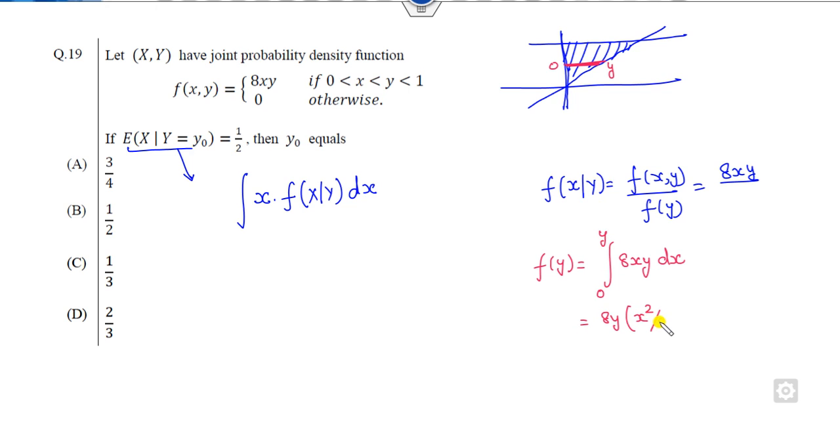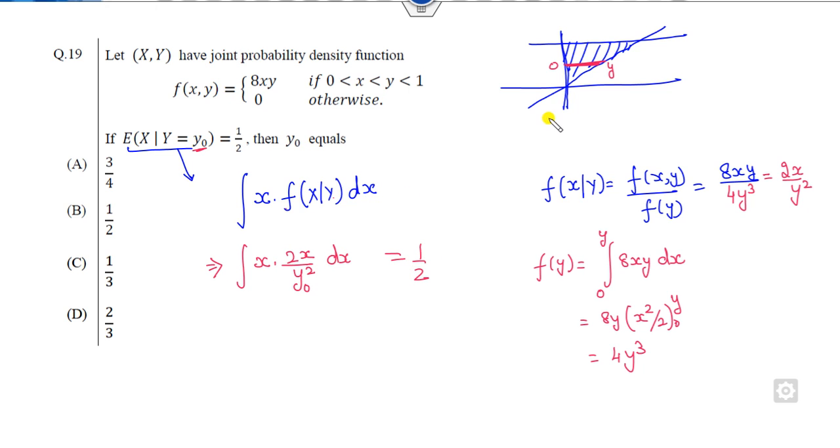It is x square over 2 from 0 to y. So it is 4y cube. So I can substitute here as 4y cube. So it will be 2x over y square. So I can substitute this value here, x at the point y naught. So it will be my 2x over y naught square of dx is half.